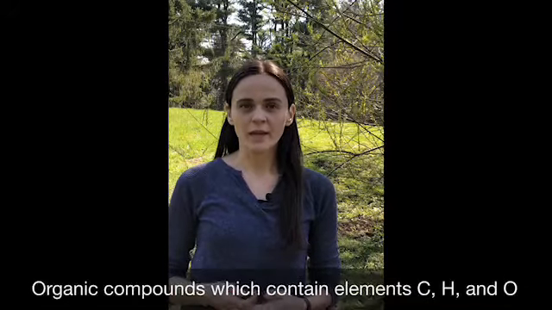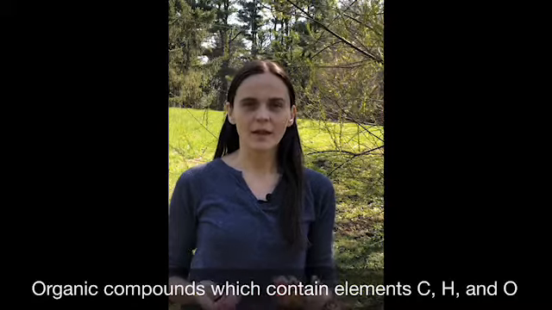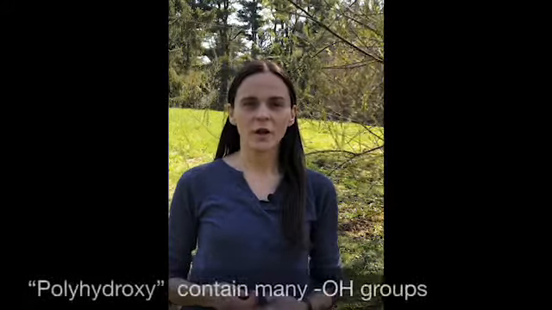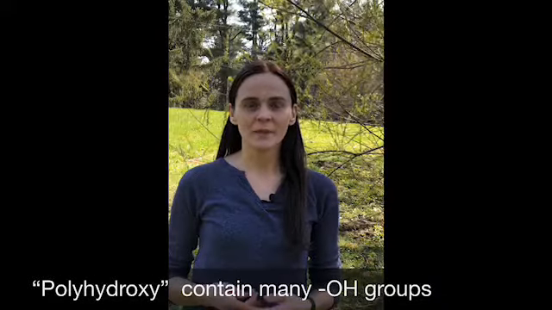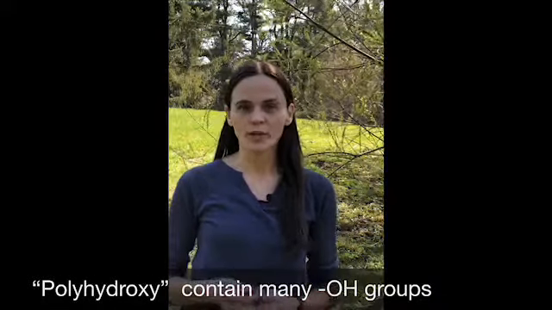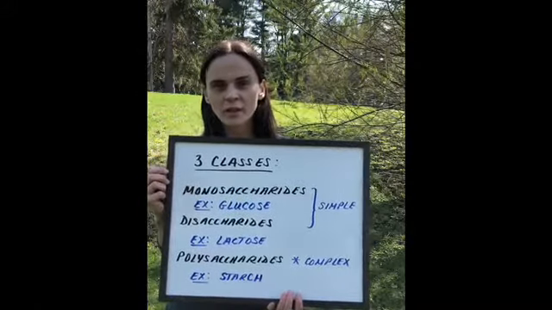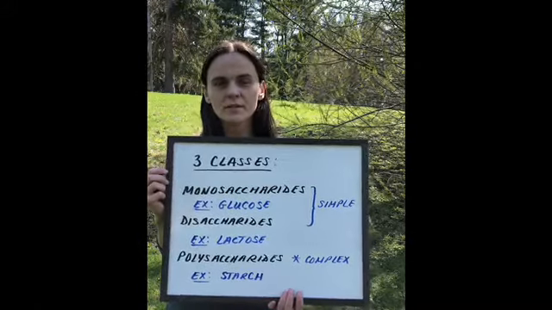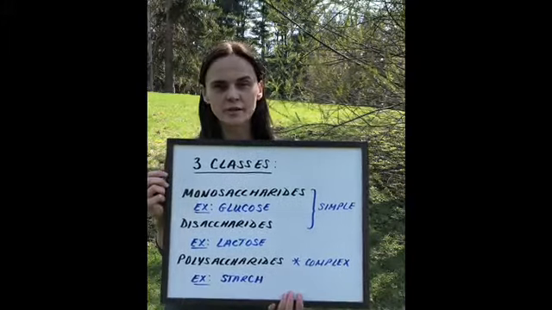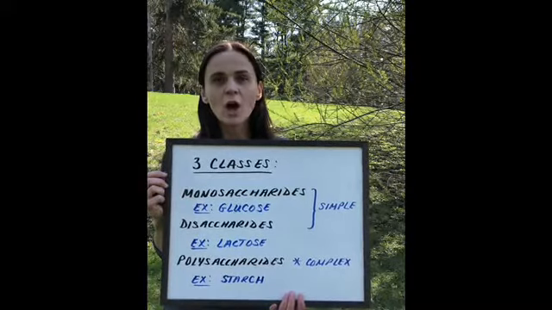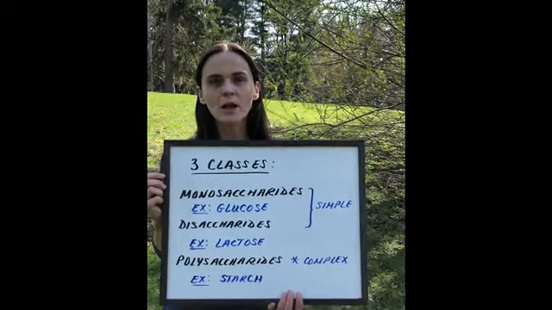So what are carbohydrates? Carbohydrates are organic compounds which contain the elements carbon, hydrogen, and oxygen. They are known as polyhydroxy compounds because they contain many hydroxyl or OH groups. There are three classes of carbohydrates: monosaccharides, disaccharides, and polysaccharides. Monosaccharides and disaccharides are known as simple sugars, while polysaccharides are known as complex sugars.